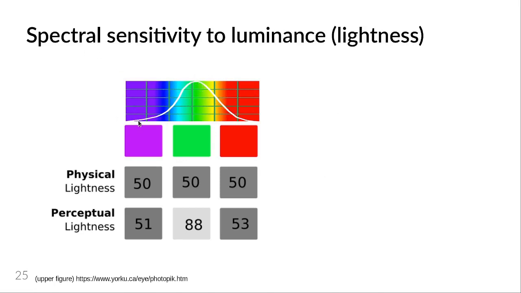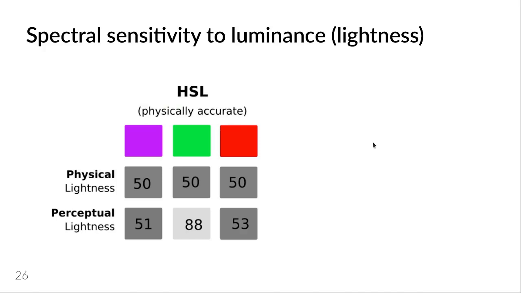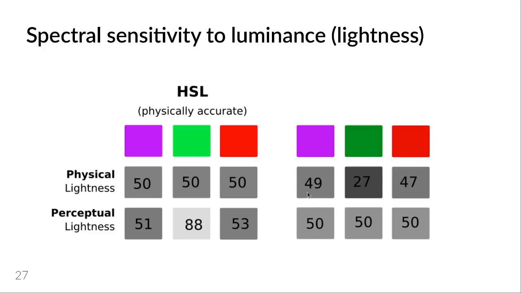So this graph shows the changing spectral sensitivity to luminance as we go across the color spectrum. These values are from the HSL way of defining colors. H stands for hue, S for saturation, and L for luminance. It's physically accurate, but as we just saw, it's not perceptually accurate. Alternatively, we can use a palette that has been controlled for spectral sensitivity to luminance. Here the colors have the same perceptual lightness, you can see with the 50s down here, but different physical lightness. This is a palette called HSLuv, or H star, S star, L star. Once a palette has been adjusted according to perception, it is called perceptually uniform.